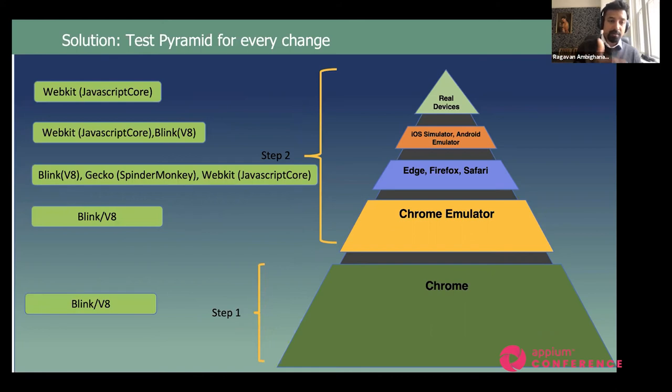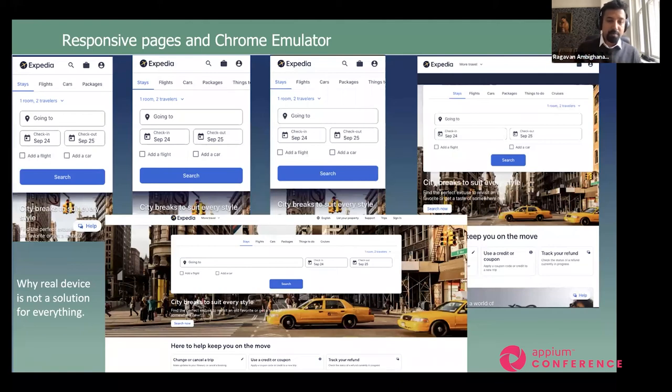The same slide, but with different mapping to different rendering engines and JavaScript engines, where you can see that we are not missing anything. Right. So this is the idea that we are looking into. And this is one of the examples I want to give. For example, you have different breakpoints of your page. Do you have to actually run this on a real device to figure out your responsive page is working? No, you don't have to. You can just use Chrome emulator.